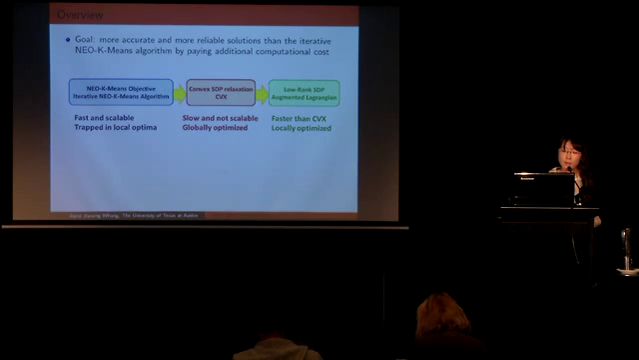To do that, we first formulate the convex SDP relaxation of the neo-k-means objective function, which can be globally optimized. But when we solve this problem using standard solvers like CVX, it is very slow and not scalable. So to scale this problem, we also studied the low-rank factorization of the SDP solution, which can be locally optimized by the augmented Lagrangian method.